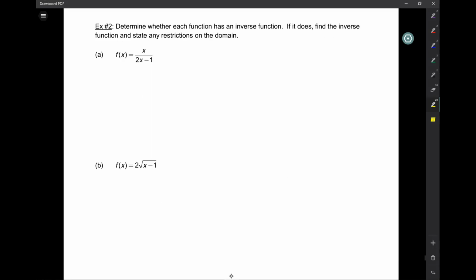Correct. But what's a function that flatlines like that? It would be like y equals 5. It would be a constant function.